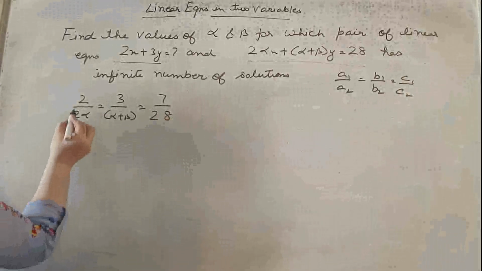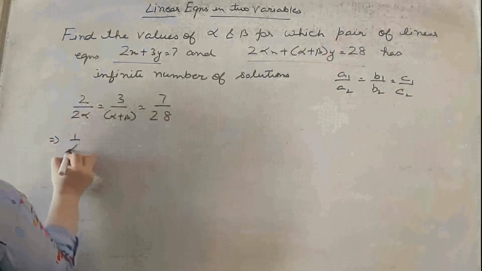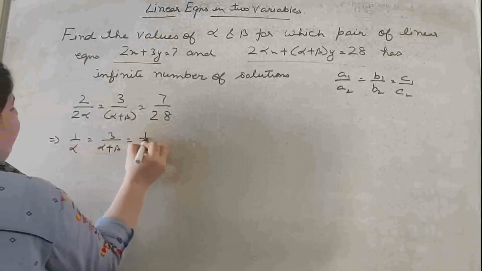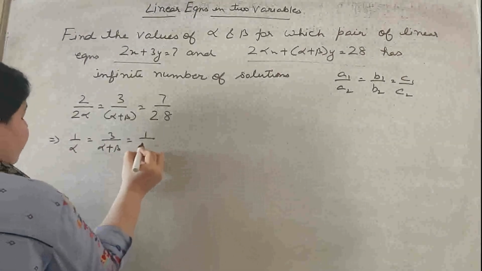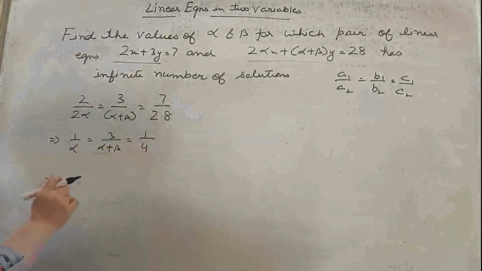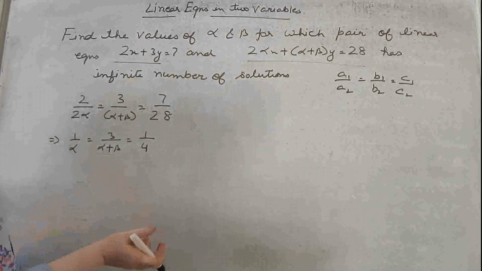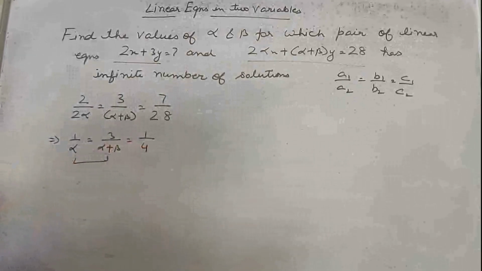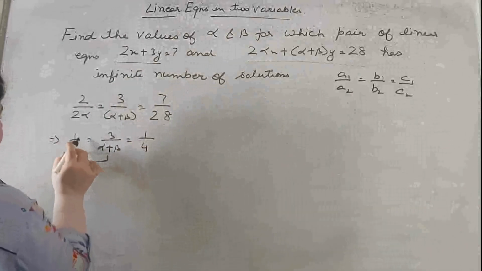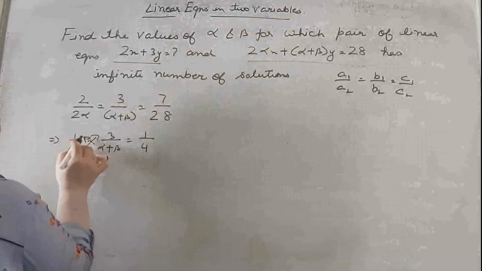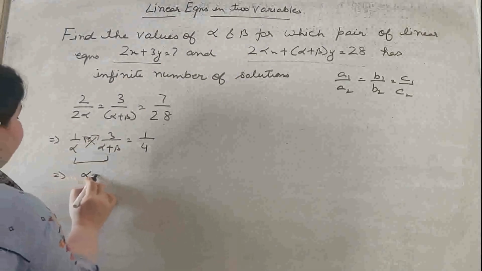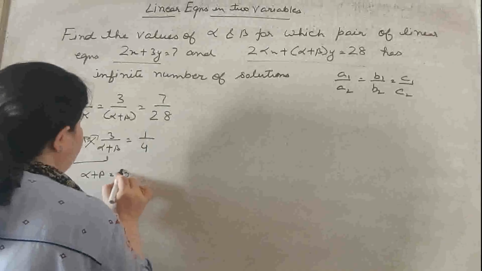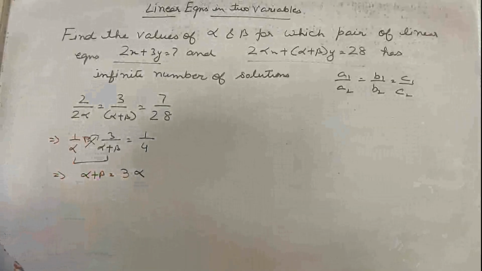Let us simplify it. 2 will get cancelled out with 2. What do you get? 1 over alpha. Here nothing will get cancelled out, so it will remain as it is. 7 over 28. 7 will get cancelled out with 28. What you will get? 1 over 4. Now 2 equal to signs are coming. These two sets of equations you can form from here. If I consider these two, मेरे पास क्या आ जाएगा? क्रॉस मल्टीप्लाई कर देते हैं इसको. What I will get? Alpha plus beta into 1 is equal to 3 into alpha.